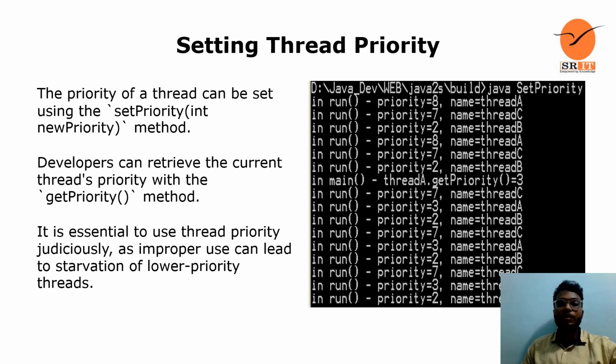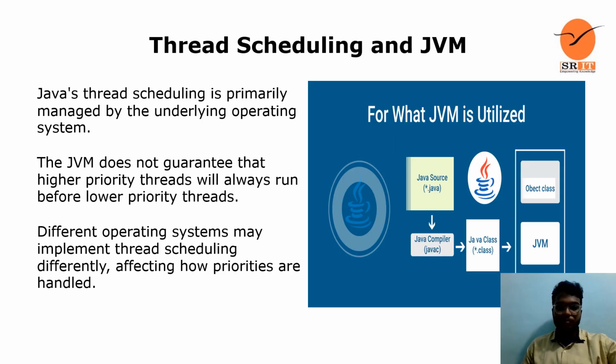Setting thread priority. How do we set thread priority in Java? In Java, we use the setPriority(int newPriority) method in order to set a thread's priority. And to retrieve the thread's priority, we use the getPriority method. And this is how we set the thread priority in Java programming.